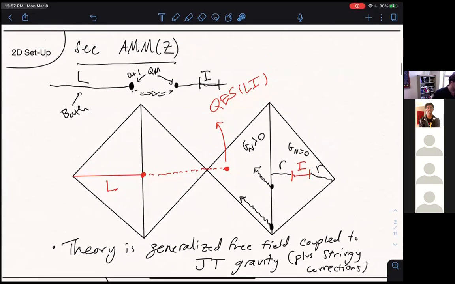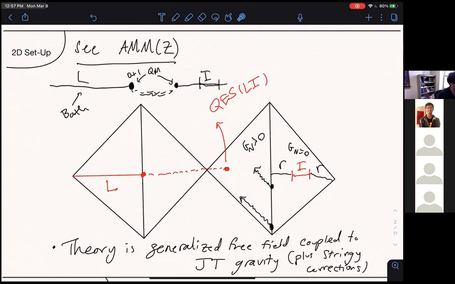All right, so what we want, just to reiterate, is some measure of when this excitation that I've drawn here leaves the entanglement wedge of little r. So I should say the entanglement wedge of little r is everything other than the entanglement wedge of L union I. So we want to measure when this excitation leaves the entanglement wedge of little r.